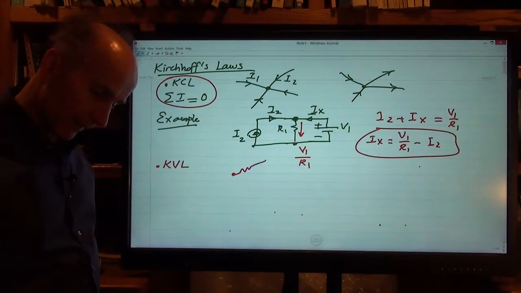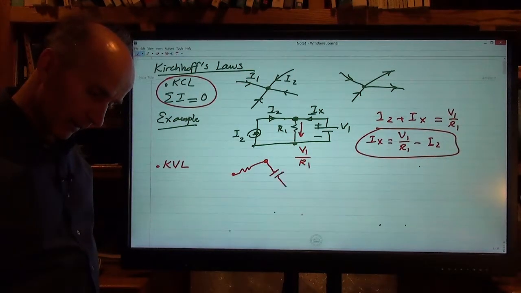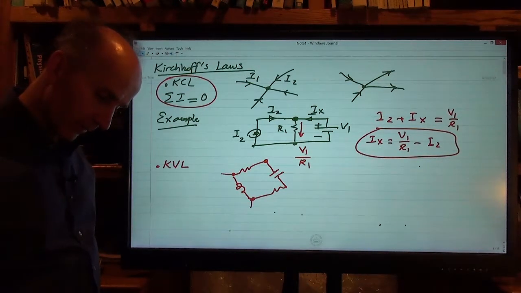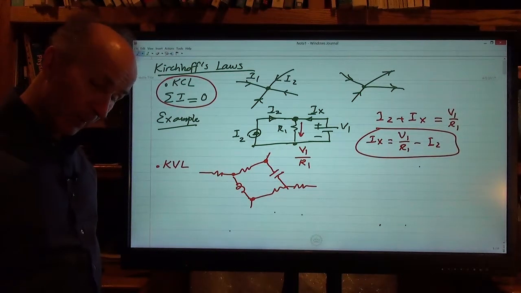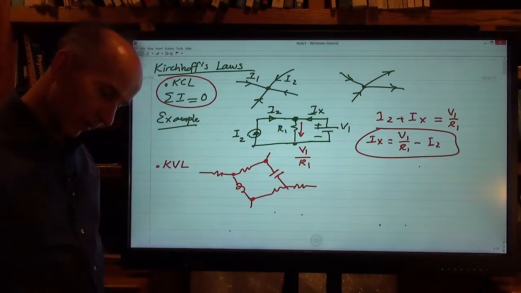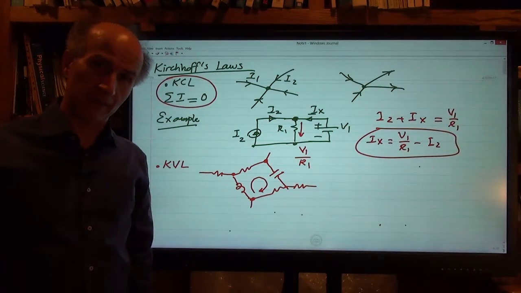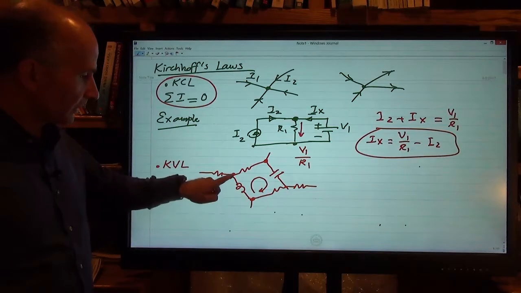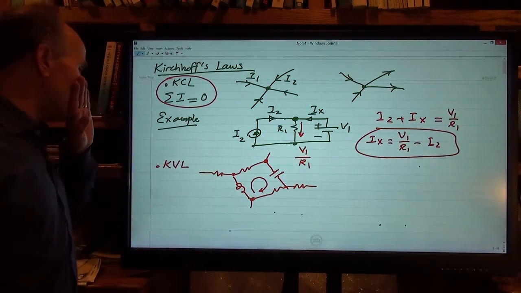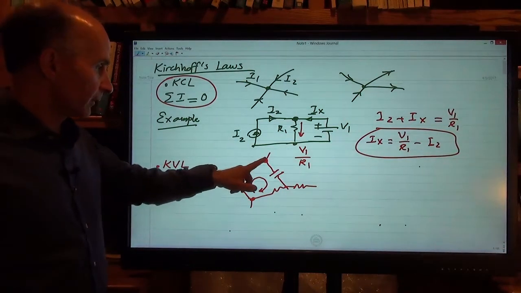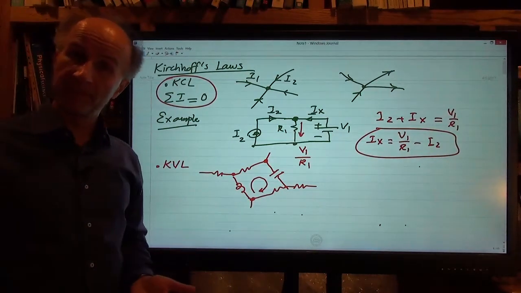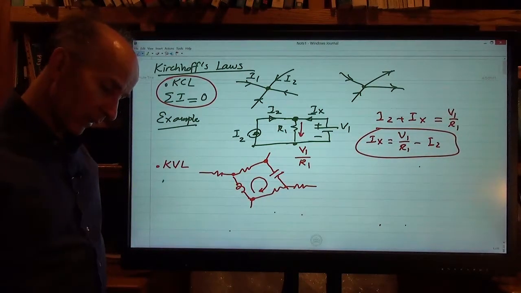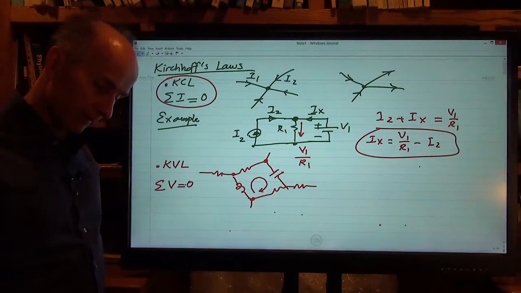So for example, you have something like this, something like this, something like this, etc. There are all sorts of things connected to these things, right? And we pick one of the loops, for example, this loop here. And what KVL tells us is that this voltage plus this voltage plus this voltage plus this voltage is 0. Okay, so that says sigma V equals 0.